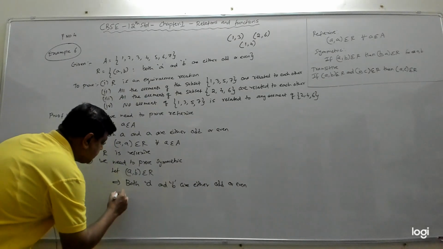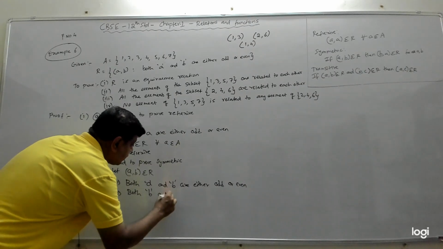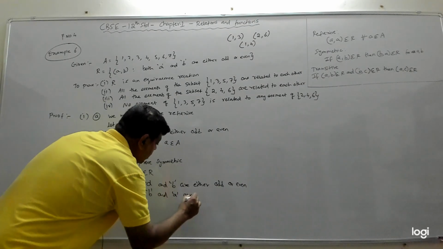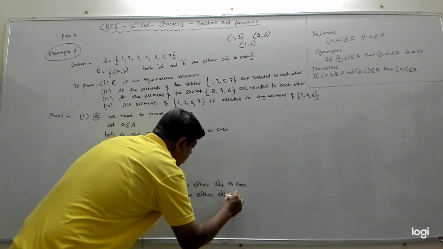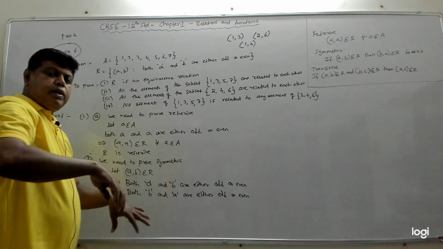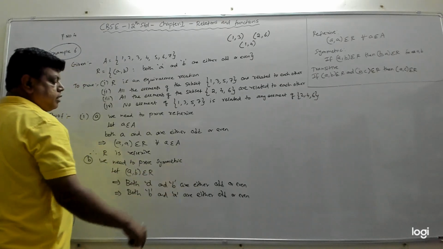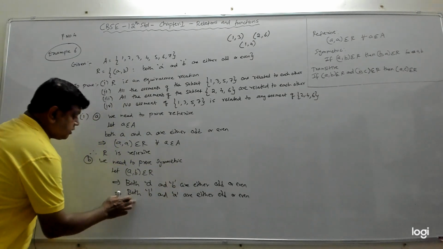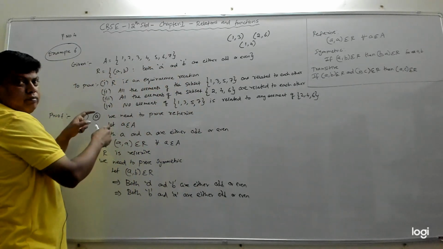So this implies both B and A are either odd or even. If I say A and B are either odd or even, I can also say B and A are either odd or even, right? Which means B and A both are odd or both are even. So we have got this definition now, then we can write this.